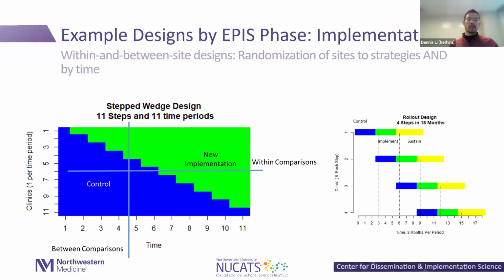Then Hendricks-Brown goes on to talk about within and between designs. In these types of designs, including stepped wedges and rollouts, what you're doing is you're randomizing potentially or matching and assigning sites to strategies and to different cohorts of time. And so what you end up with is you're able to have both within site comparisons as well as between site comparisons, because at any point in time you'll have some sites getting one strategy, some sites getting a different strategy.